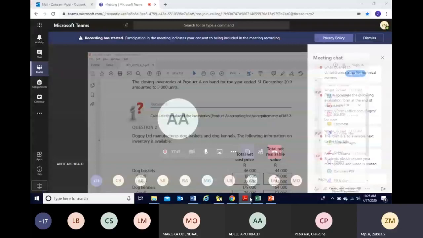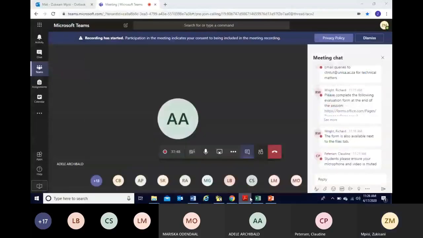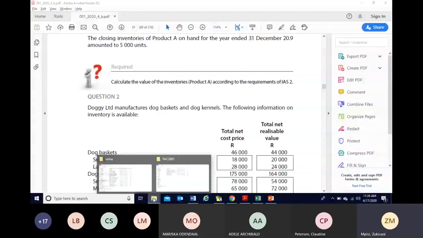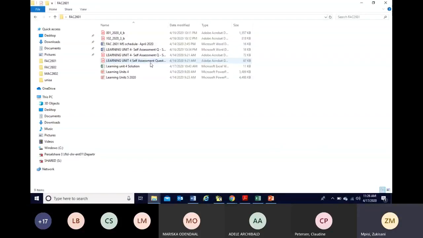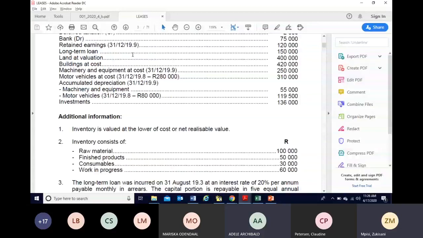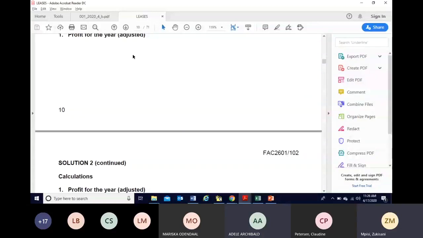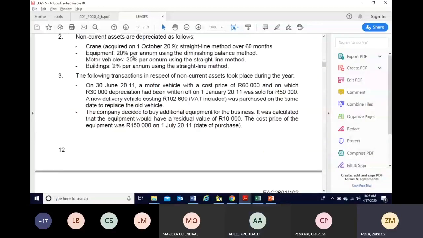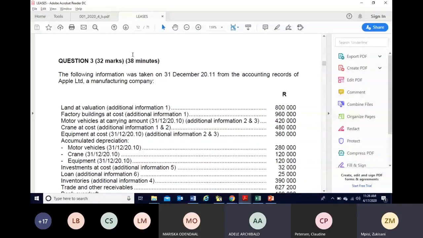So what I want us now to do is to go and do a question, which is question 3 on tutorial 102. Question 3 will only focus on the inventory part. Remember, with the mind that what we actually want to do is to focus on the self-assessment question.